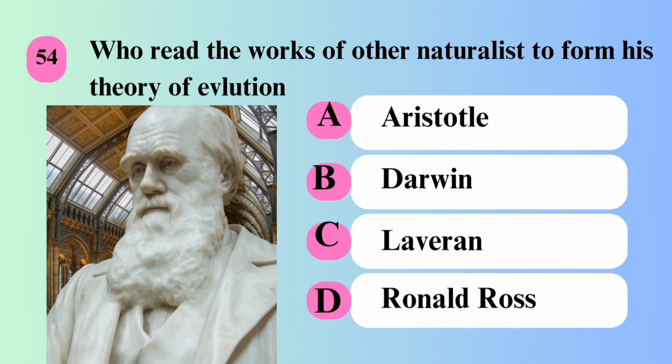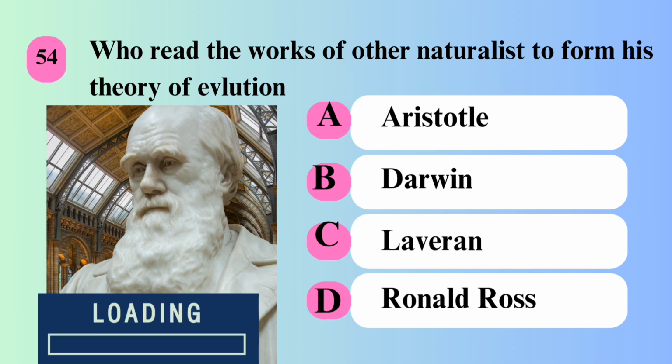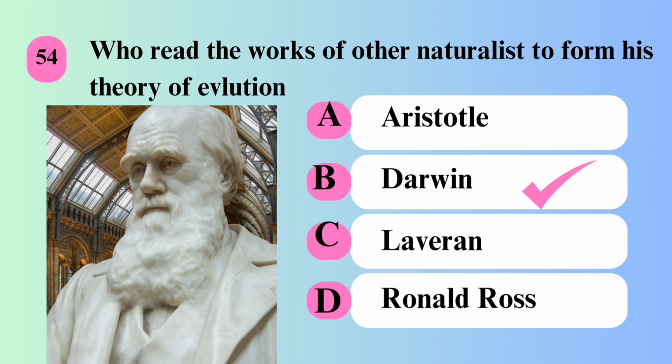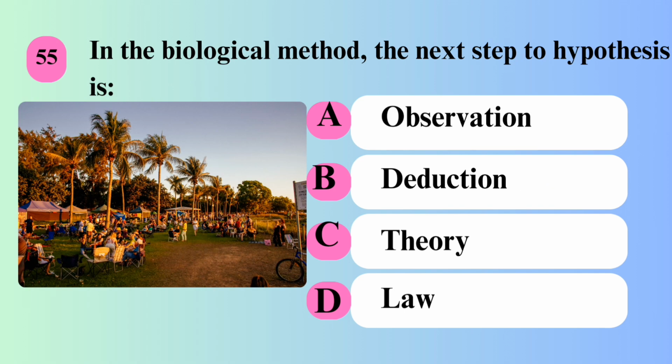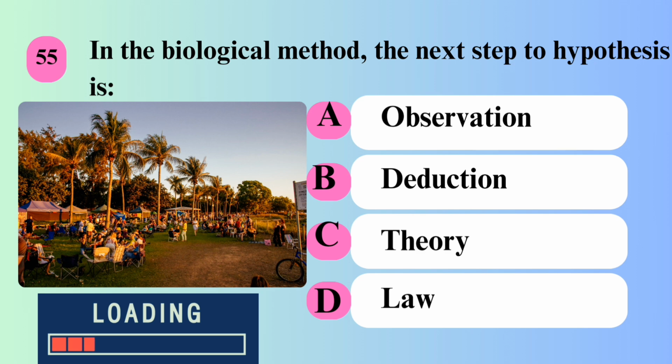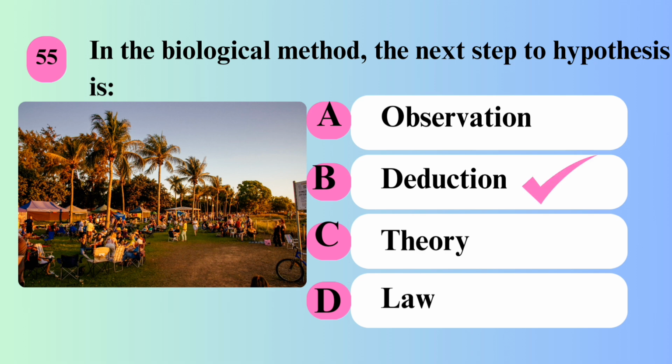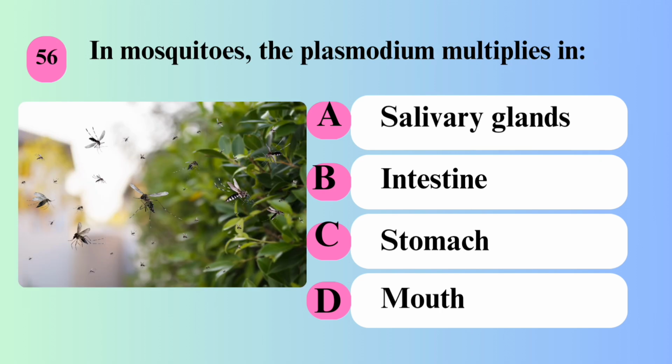Who read the works of other naturalists to form his theory of evolution? Darwin. In the biological method, the next step to hypothesis is deduction.